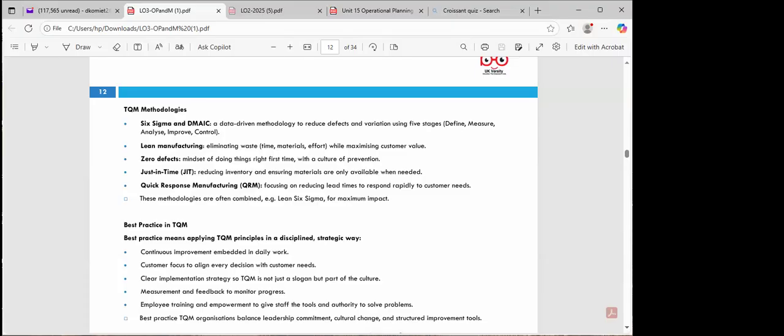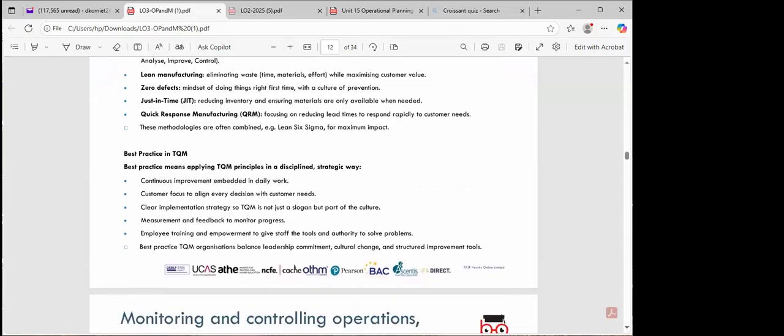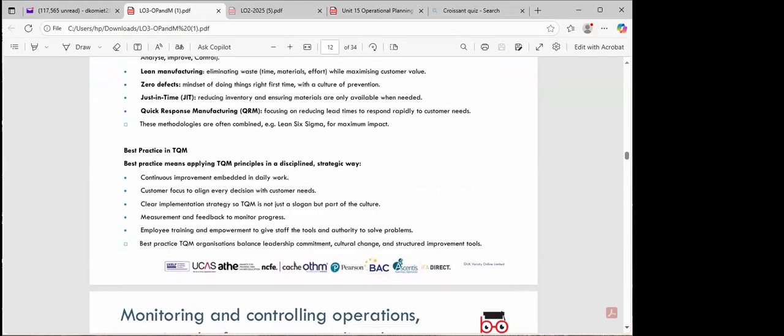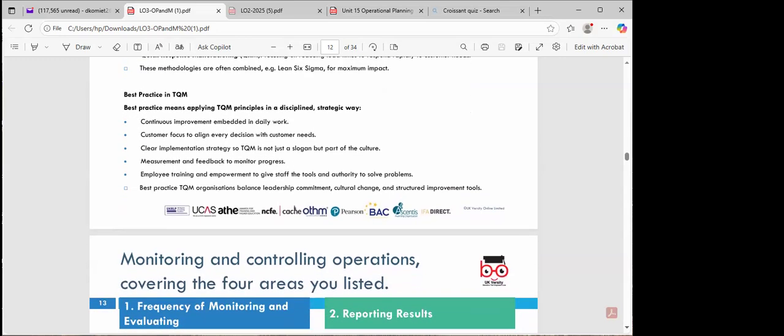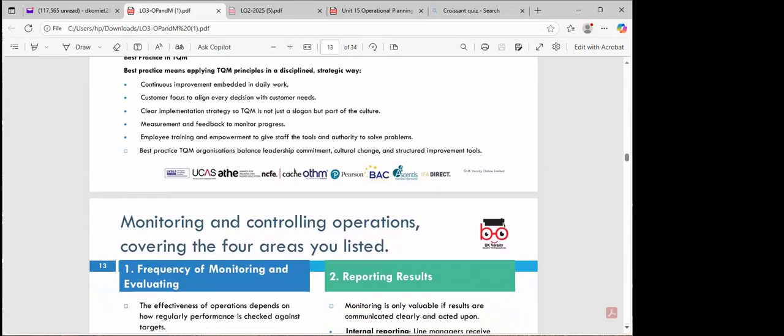These methodologies are often combined, e.g., Lean Six Sigma for maximum impact. Lean Six Sigma is very, very important. Best practices in TQM means applying TQM principles in a disciplined, strategic way: continuous improvement, measurement and feedback to monitor progress, and employee training and improvement.